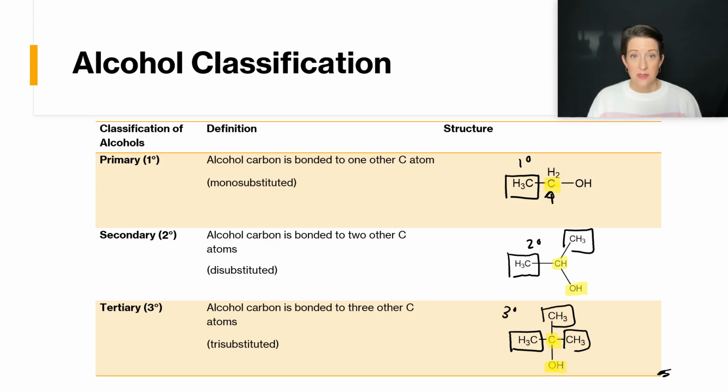Unlike our hydrocarbons, where a carbon can be classified as a quaternary carbon, this does not work for alcohols because one of those positions is going to be occupied by the hydroxyl group. So classification of alcohols ends at tertiary.